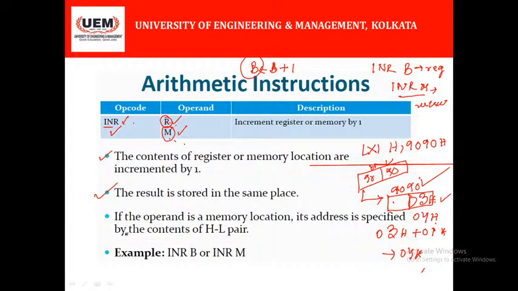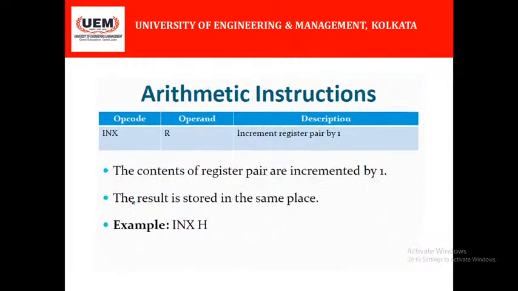If the operand is a memory location, for example INR M, what is the operand? The operand is a memory location. Then its address is specified by the contents of HL. Look at that, LXI H, 9090. So the HL register pair is addressing location 9090. So we are pointing to location 9090. What is the data? 03H. So 03H will be incremented by 1. Examples we have already explained.